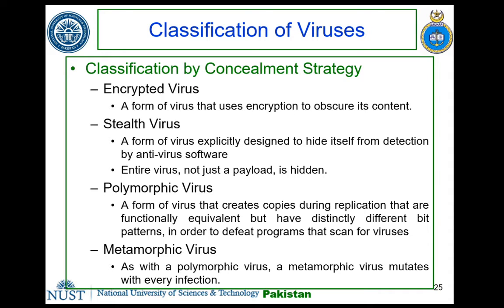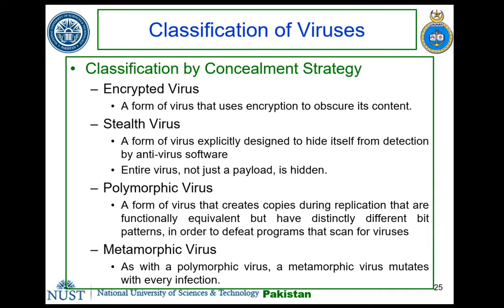A virus classification by concealment strategy includes 4 categories. These are flashed on this slide. The first one is the encrypted virus, a form of virus that uses encryption to obscure its content. A portion of the virus creates a random encryption key and encrypts the remainder of the virus. The key is stored with the virus. When an infected program is invoked, the virus uses the stored random key to decrypt the virus.